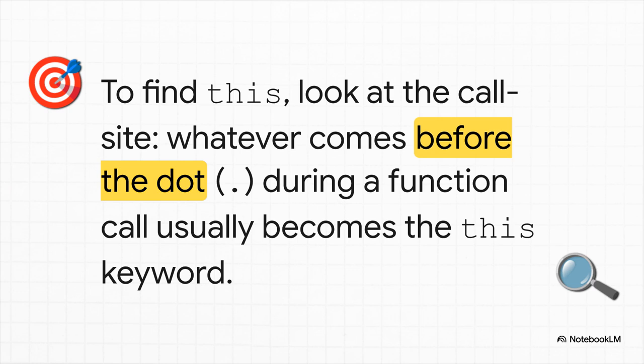Well, here's a golden rule that will get you the right answer almost every time. Just look at how the function was called. Whatever is immediately to the left of the dot, that's your this. If you see user.getProfile, then inside getProfile, this is user. Simple as that. It's all about the call side.